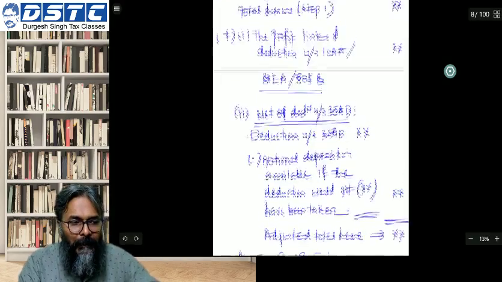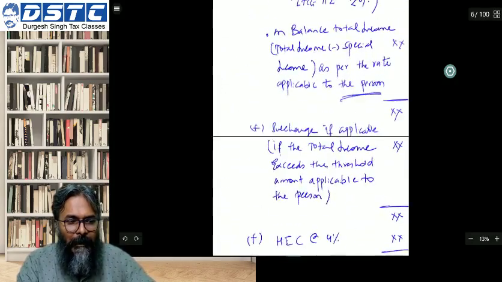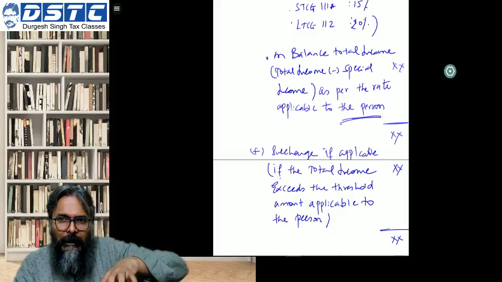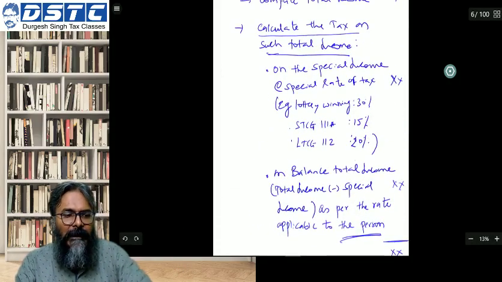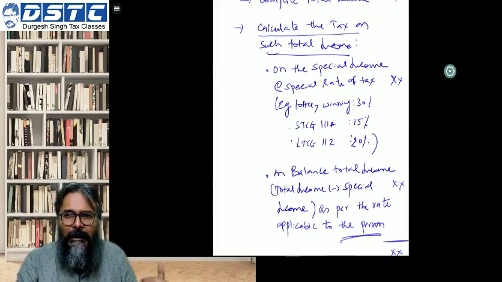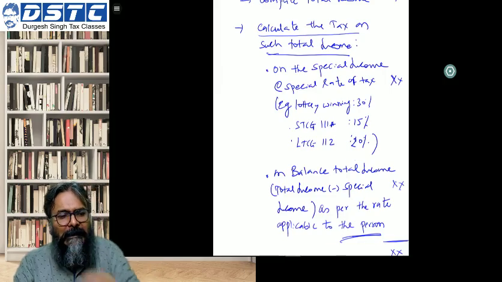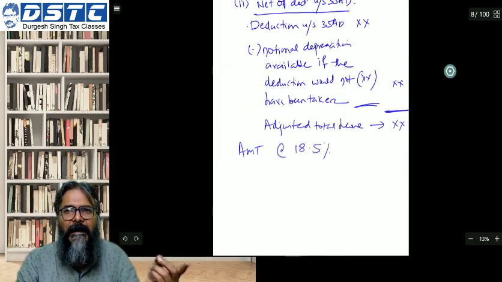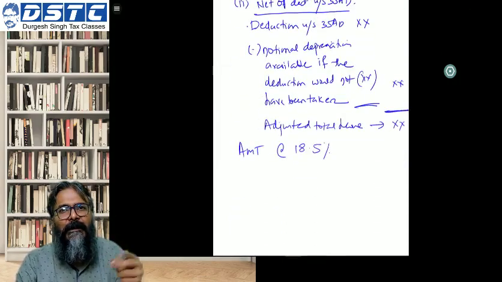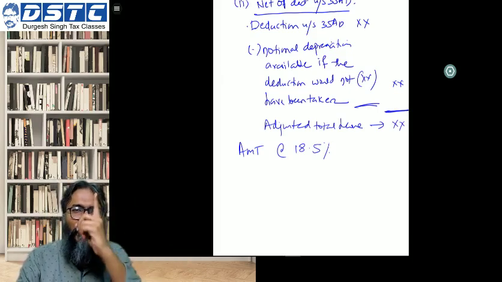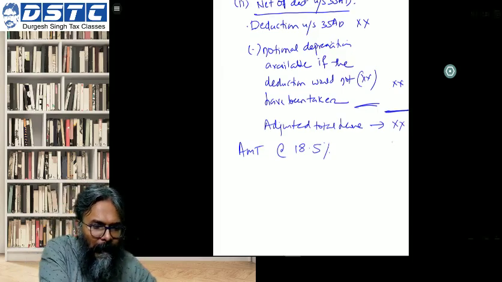Unlike while I calculated the normal tax liability above, where I told you that if in my total income there is some special income, as in the examples I have given, then that special income will be at the special rate and the balanced total income will be at the rate applicable to the person. That is how we calculated tax. But here, students, we will not discriminate whether in the adjusted total income there is a special income or a normal income. Whatever be the income, there is only one rate applicable, and that is 18.5%.